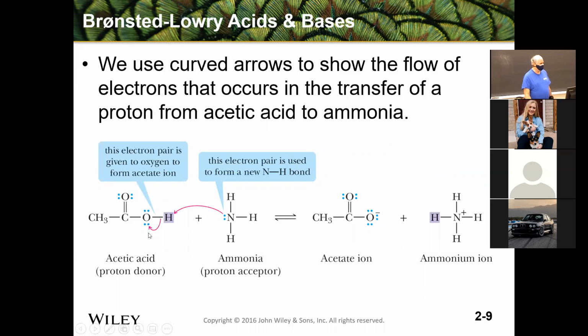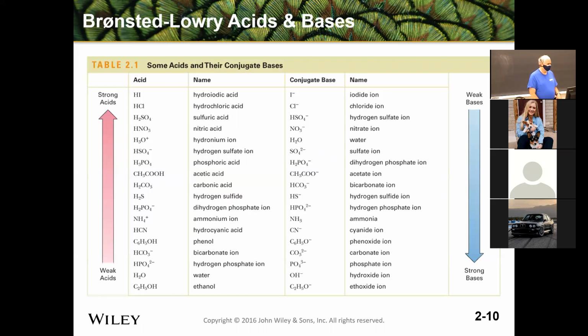Here is the introduction of curved arrows. Okay, we're going to be doing a lot of this throughout the course, but this is just one example. Curved arrows show the movement of electrons. The main point I want to make here is the stronger the acid, the weaker its conjugate base. The stronger the base, the weaker its conjugate acid. Okay, so these are conjugate acid-base pairs.